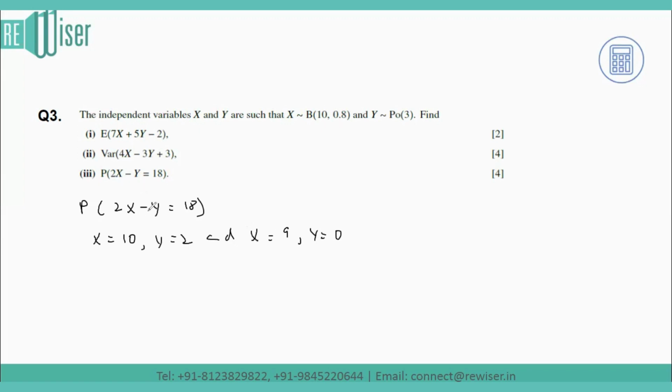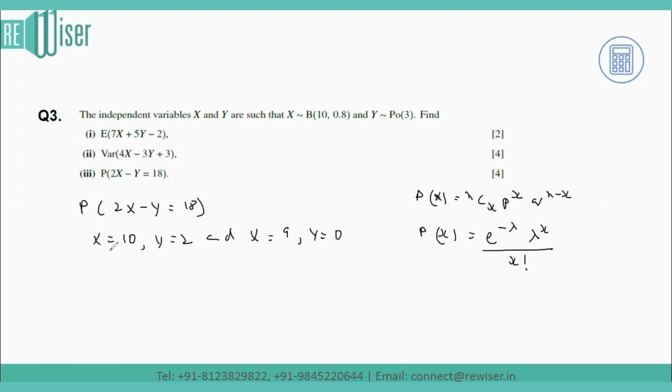Now x is a binomial distribution, so if I'm finding the probability of p of x, we can write it as nCx, probability to the power x, and the probability of q, which is non-occurrence, to the power n minus x. Whereas y is a Poisson distribution. For the Poisson distribution, the formula for p of x is e to the power minus lambda, lambda to the power x divided by x factorial, where lambda is the given mean.